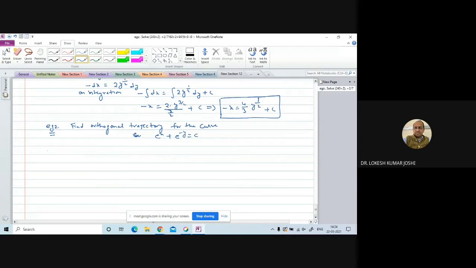Then we can find the orthogonal trajectory by the same method. At first, we write it as the equation of the first curve, equation number 1. Okay, differentiate with respect to x. So the first step will be to differentiate equation 1 with respect to x.